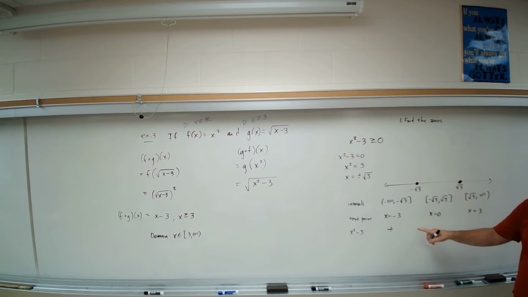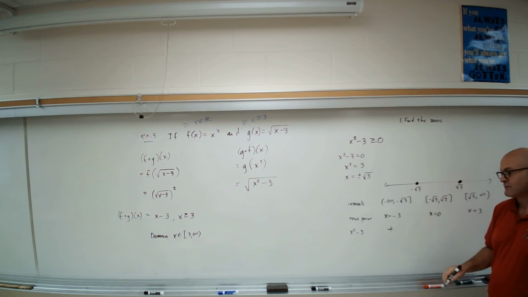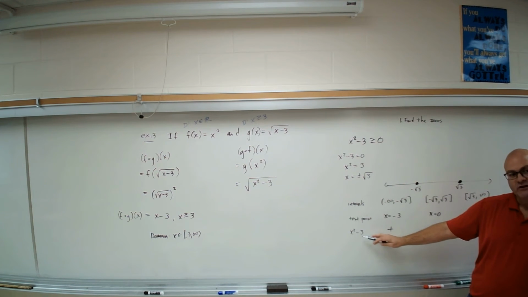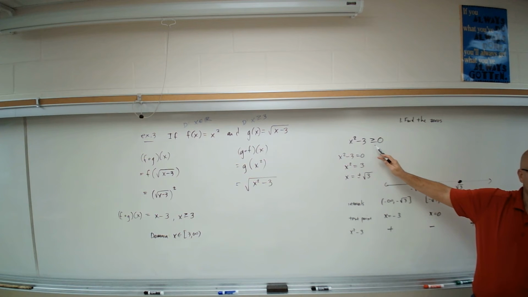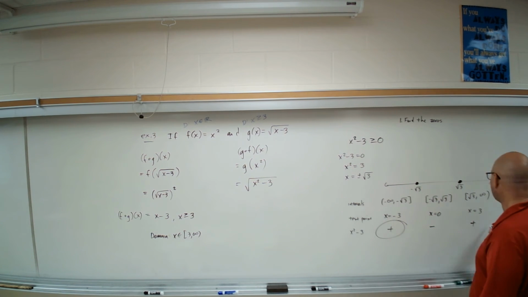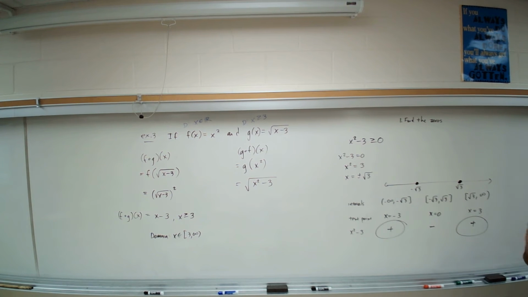Here, if you put 0 in here, you get 0 minus 3, which is negative. Right. And then here, we get 9 minus 3, which is positive. Did we want x squared minus 3 to be greater than 0 or less than 0? We want it to be greater than or equal to 0. So that tells us that these two intervals, where it's positive, that's going to be the domain of our function.